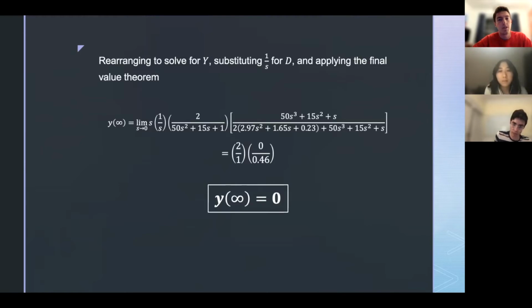substituting 1 over s for d as the unit step change is 1 over s in the Laplace domain, and applying the final value theorem, we are left with this lengthy limit down below. Thankfully, once again, the s times 1 over s cancels out, and then we can plug in 0 wherever we see an s remaining. We're left with 2 over 1 simplifies to 2 times 0 over 0.46, which of course means that the final value as time goes to infinity is 0.